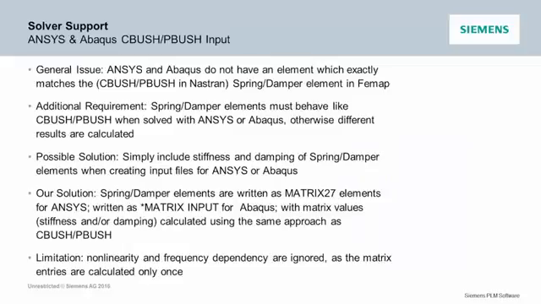And he also was looking at element support. The CBUSH element's really important to a lot of our customers for modeling fasteners and all types of things. ANSYS doesn't have one, but he looked at the formulation for the CBUSH and realized he can write it out as a matrix 27 to ANSYS. So now you can take your Nastran model and run it in ANSYS and get the exact same answers if it's got CBUSHs in it.